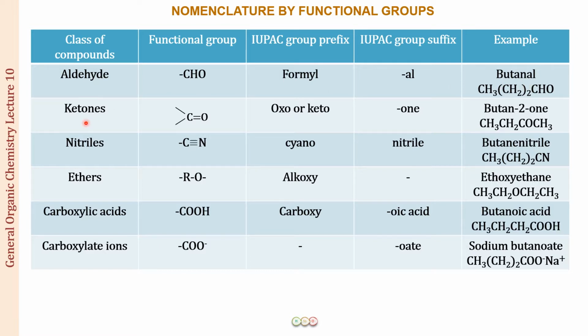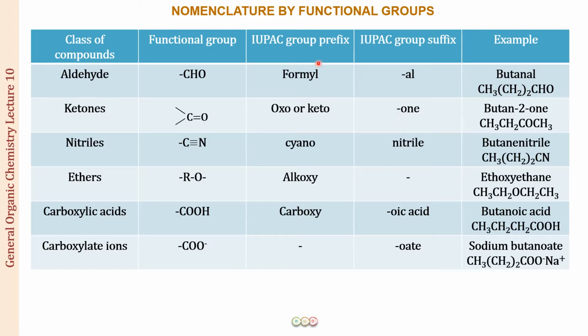The next we have is the ketones. The functional group is going to be a CO group. This is a carbon bonded with a double bond to oxygen, and the rest 2 dashes that you can see over here are where the alkyl groups will be attached. So there is an alkyl group present over here, and an alkyl group present over here. The prefix we will be using is going to be either oxo or keto, and the suffix that we will be using is going to be -one. So when we have this group as the functional group, the suffix is going to be -one.